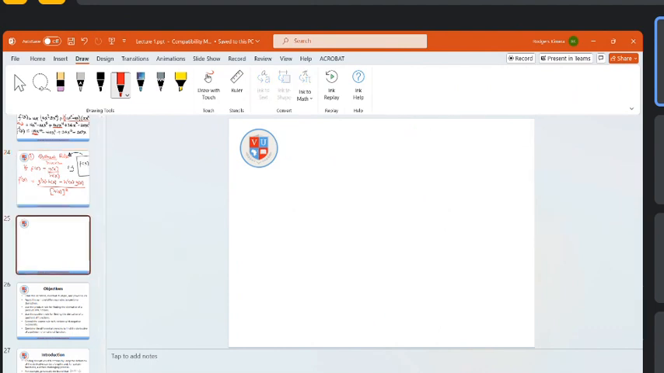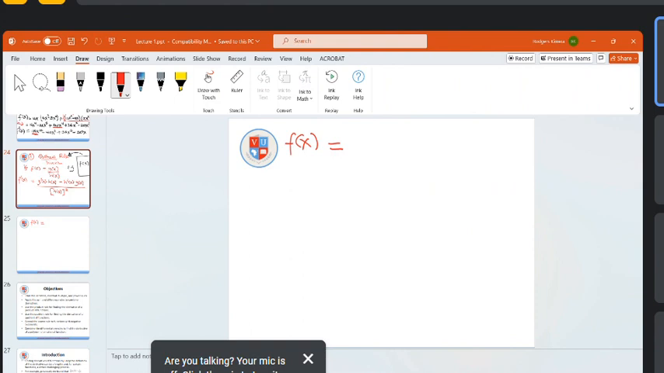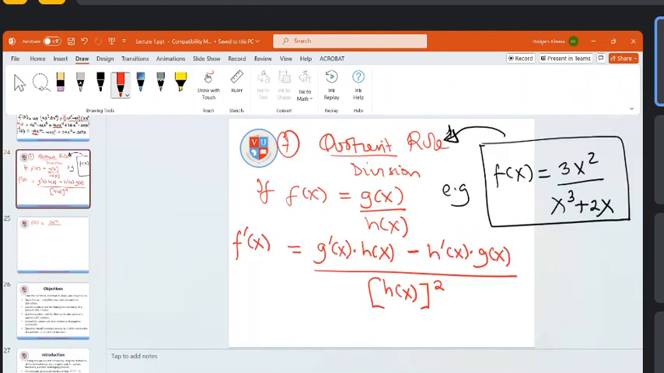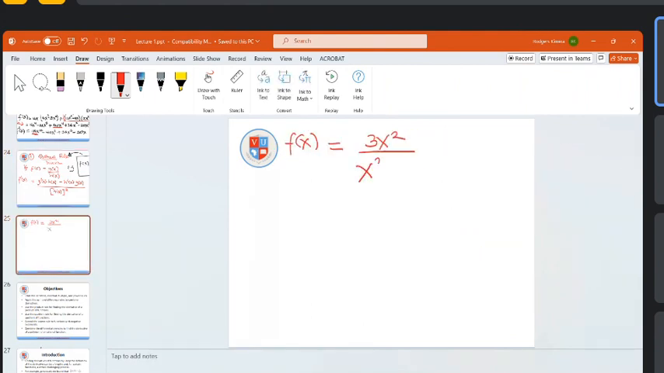Let's complete that example. It was f of x equals 3x squared over x cubed plus 2x. You see this? Let's make this one d of x. Let's make this one h of x.